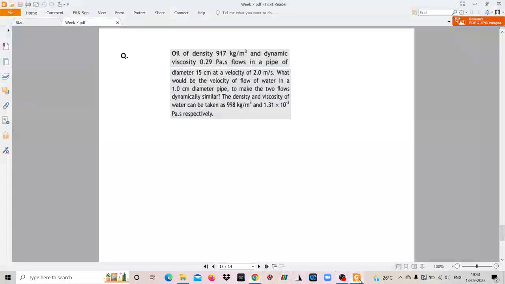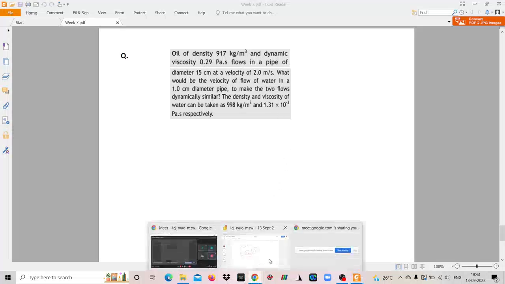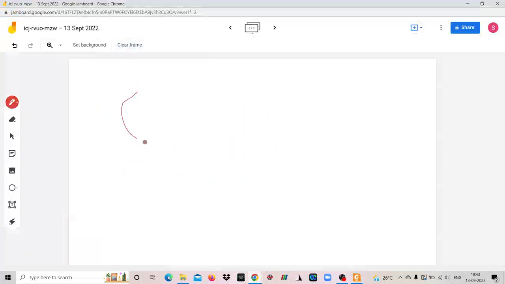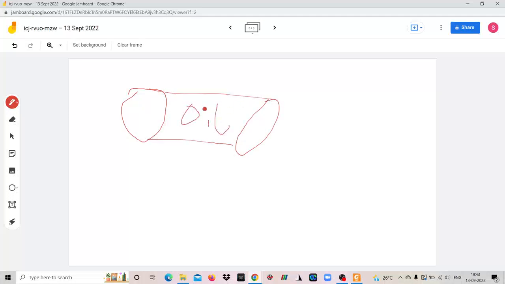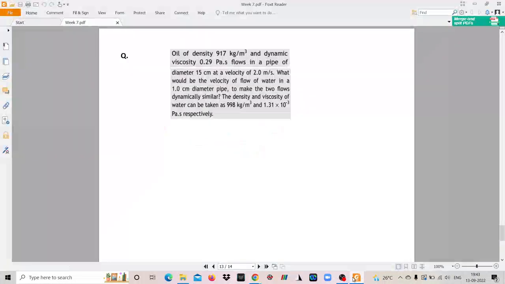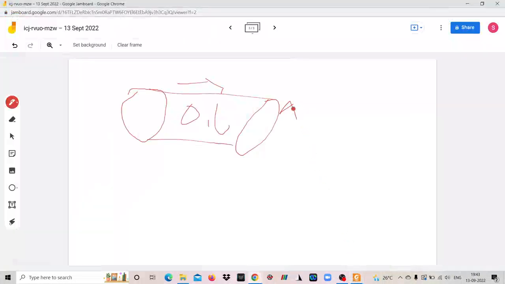There are two situations. In the first situation, it is given that there is an oil whose density is 917 kg per meter cube and dynamic viscosity is 0.29 Pascal second, and it is flowing in a pipe whose diameter is 15 centimeter and the velocity is 2 meter per second.